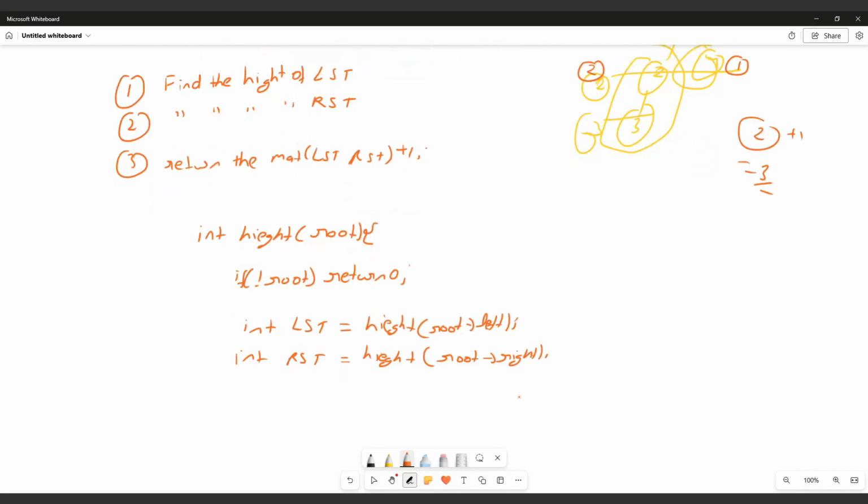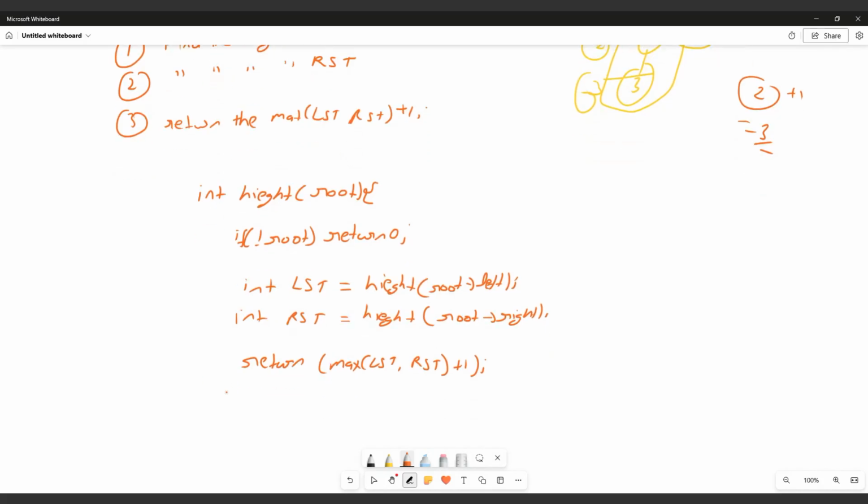Find the maximum of it. Return what? Max of LST, RST, plus 1. Simple. This is how we can find the height of any binary tree.